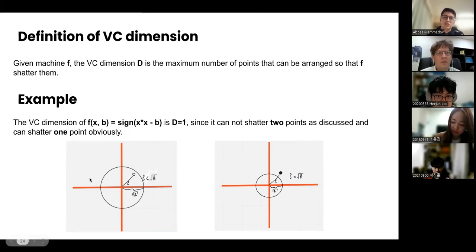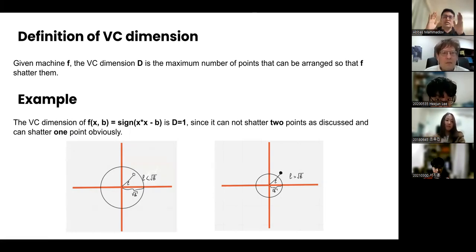Now let's take a look at this example. The VC dimension of this machine, which is f of x b, again sine x times x minus b, is d equals to 1, and we can prove it. And the proof is very basic. We already showed that it cannot shatter 2 points. As we have discussed, the positive point can be closer to the origin than the negative point. That's why we can say that d is less than 2, or d is less than or equal to 1.